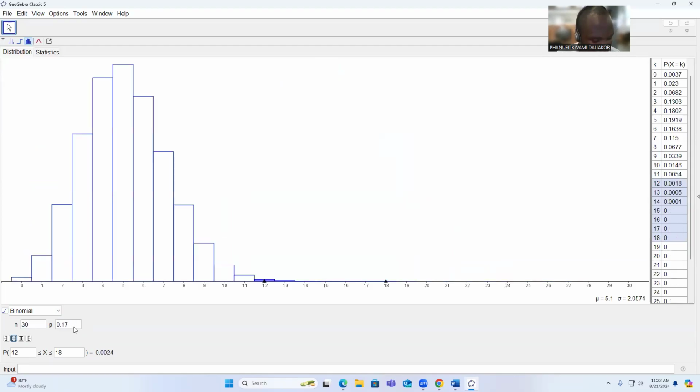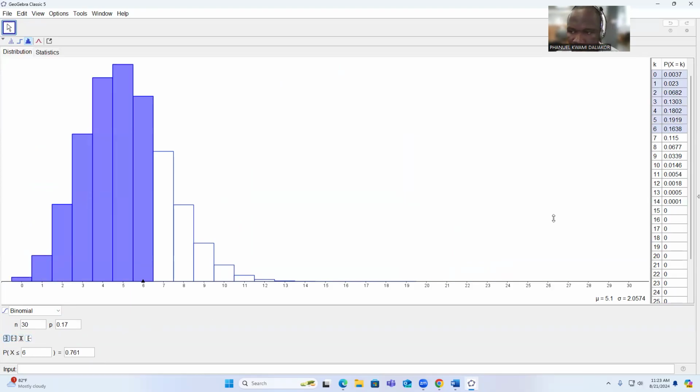You enter. So the first question, what is the probability that exactly 6 of them live in poverty? Exactly 6 of them. So we come here, select 6. The probability is 0.1638. The next one is saying, what is the probability that at most 6 of them live in poverty? At most 6 of them. So we have 0.761.